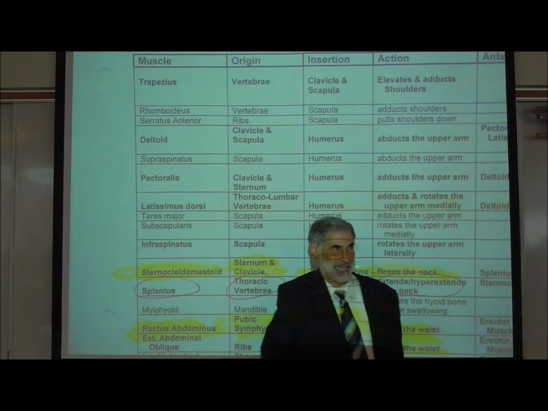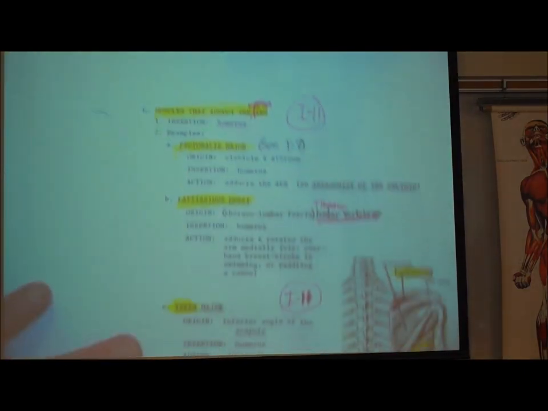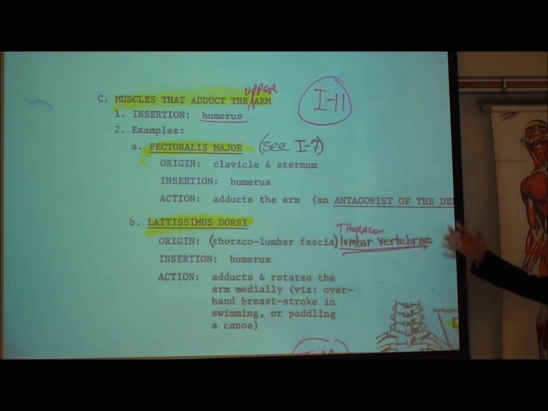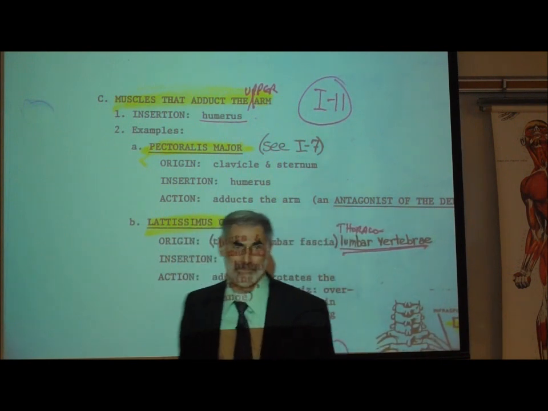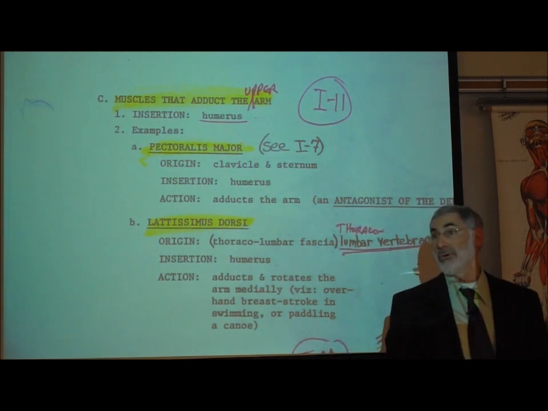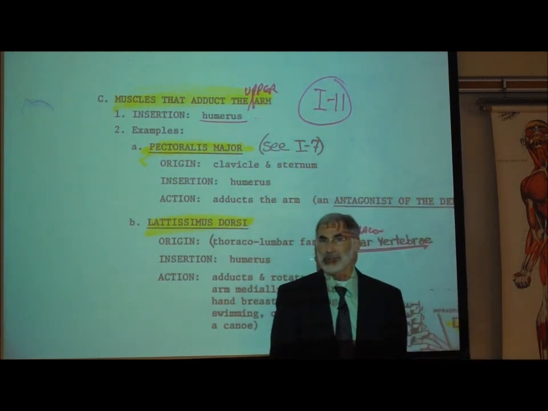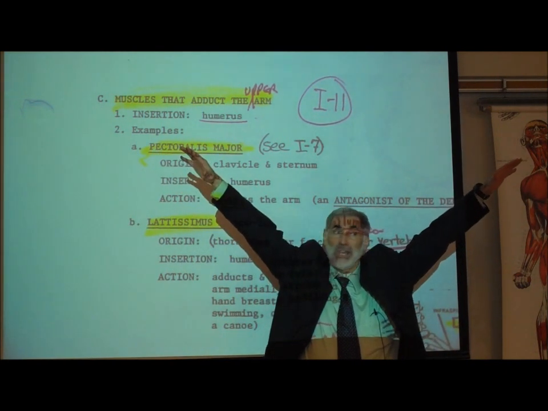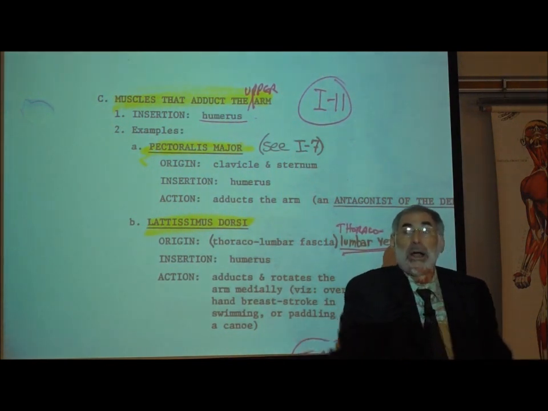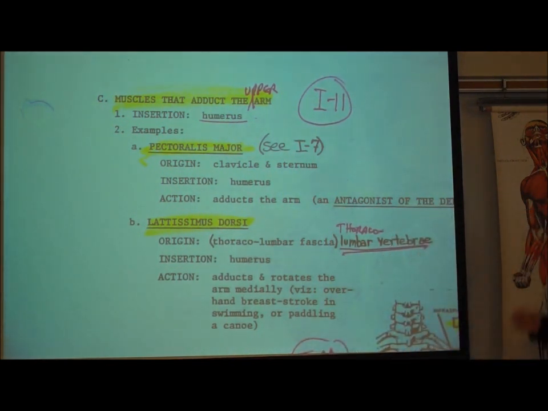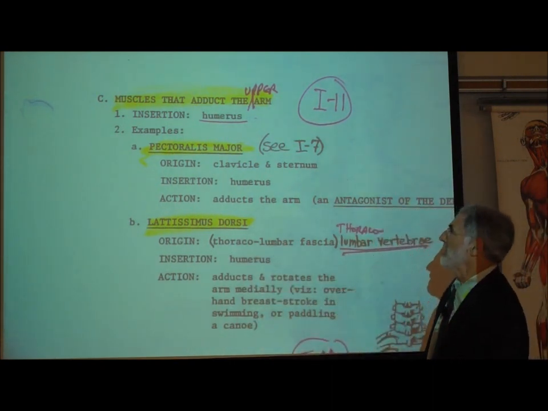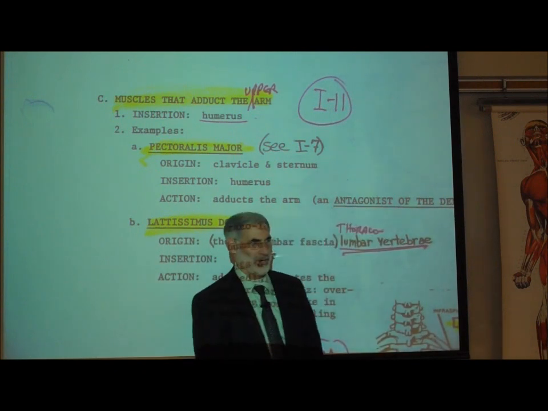The deltoid. On the top of I-11, it says at the top, muscles that adduct the upper arm. I add arm, but let's be more precise, the upper arm. So these muscles are the antagonists of the deltoid and supraspinatus. If the deltoid and supraspinatus abduct the upper arm away from the body, these are muscles that adduct the arms back to the body. There are two huge muscles that adduct the arm. They are the pectoralis and the latissimus dorsi.